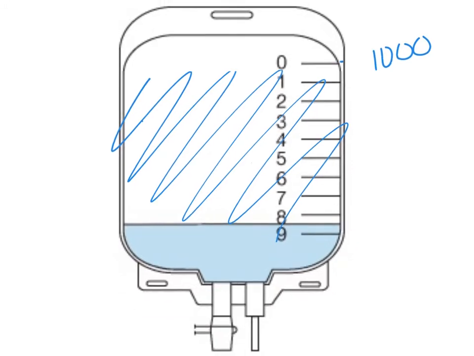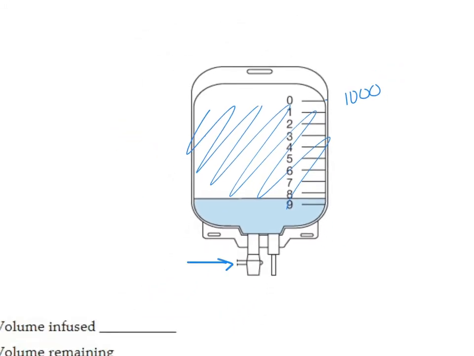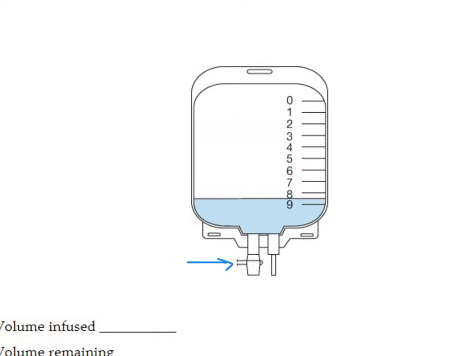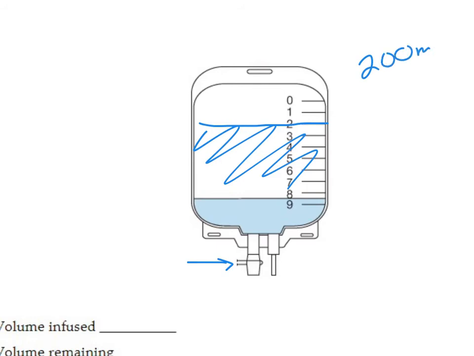It starts to drip out of the bottom down here and into a tube, and then goes directly into the patient's vein. Over time, that will slowly drip out depending on the rate that's been set for that particular IV. And then maybe we come back to check that fluid level later, and maybe it's down at the 2, and there's all this fluid in here. What that indicates is that we have administered, or we have infused, 200 milliliters to this patient.